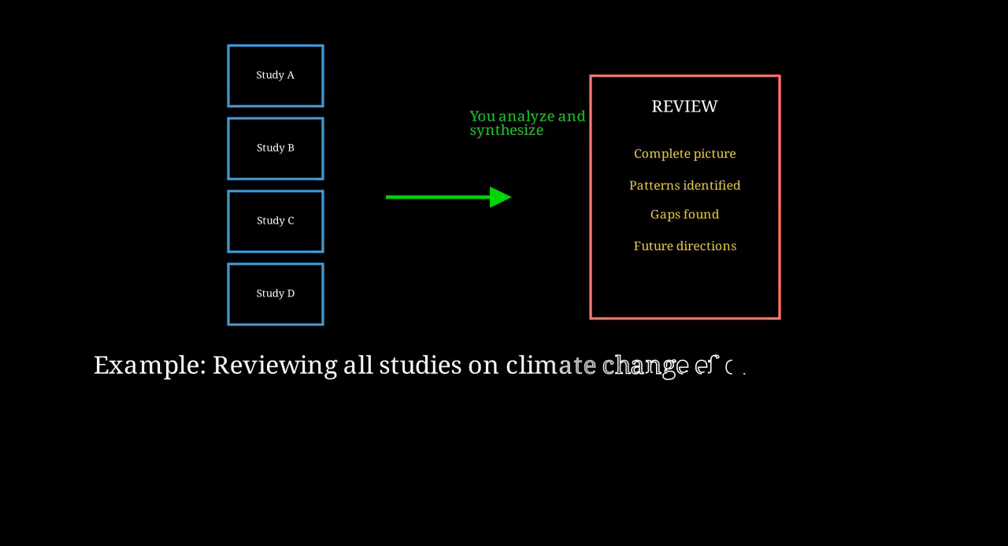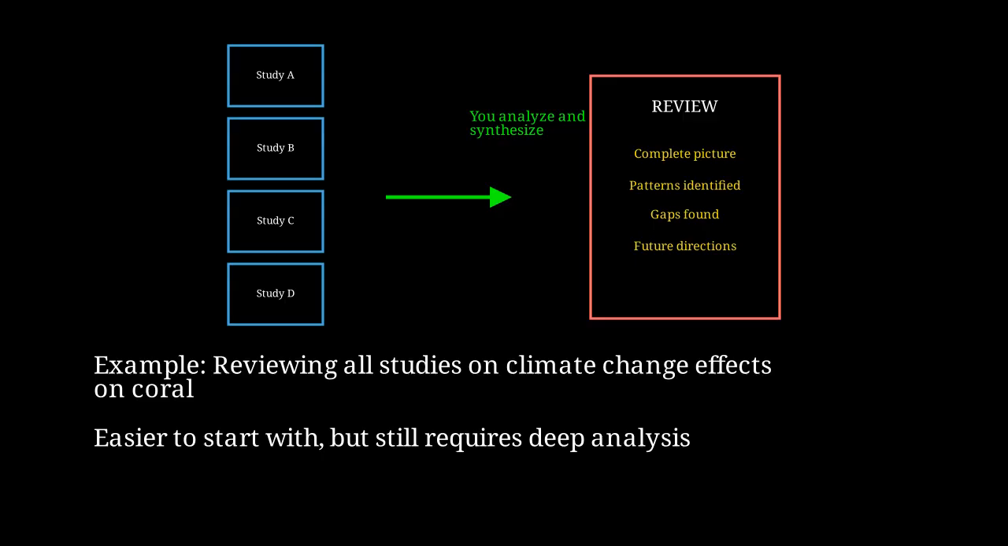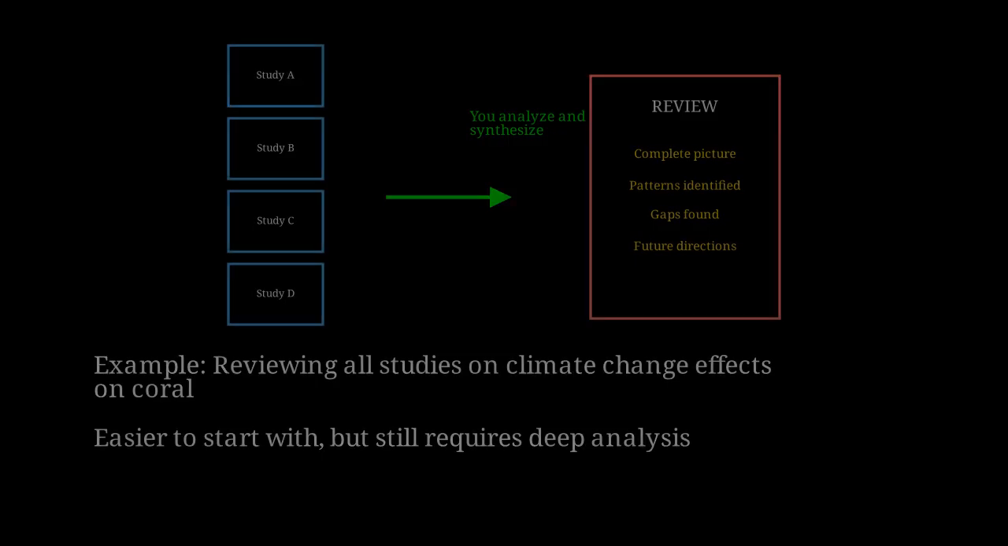For example, you might review all the studies on how climate change affects coral reefs, identify which factors are most damaging, and suggest where future research should focus. Review papers are often easier for high school students to start with because you don't need a lab. But don't underestimate them. They require incredibly deep analysis and critical thinking.